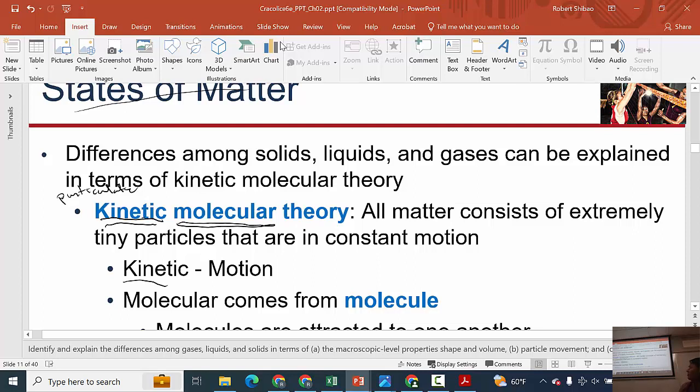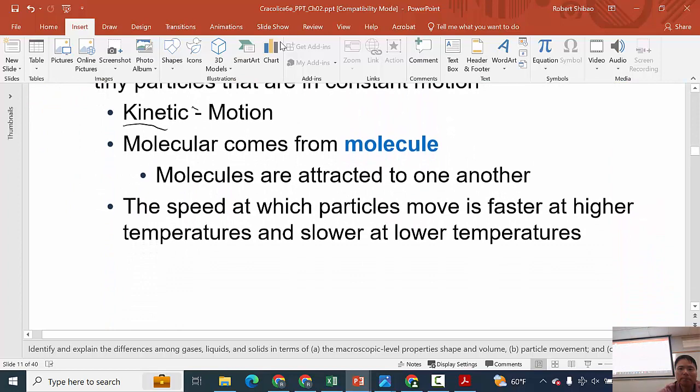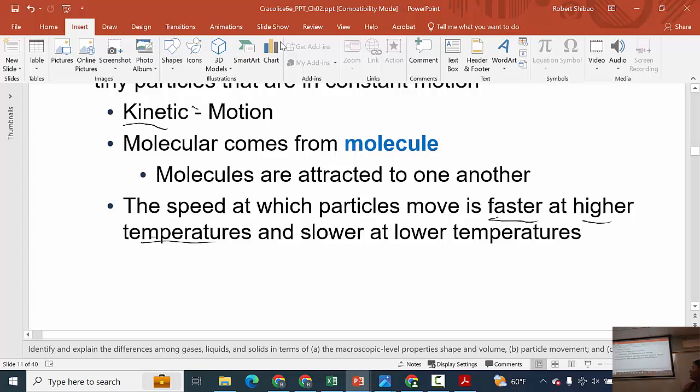So again, kinetic equals motion. And molecular comes from molecules. Molecules in motion. This motion is faster at higher temperatures and slower at lower temperatures. So eventually the motion goes to zero. If we have zero motion, then we have zero temperature.